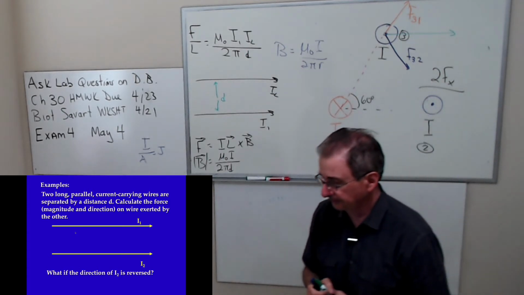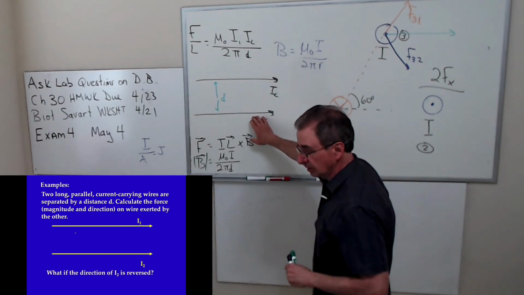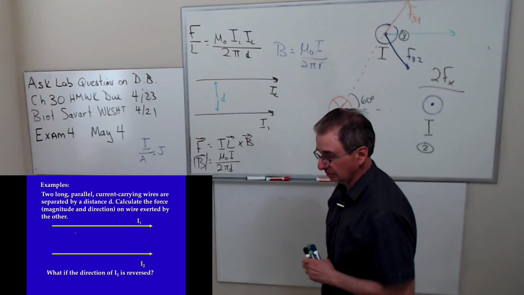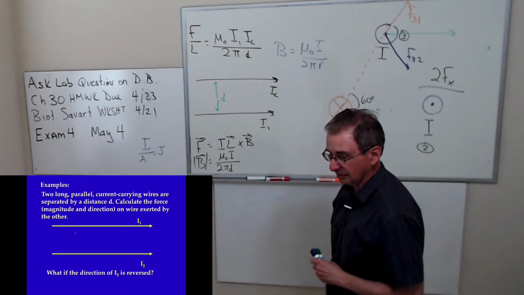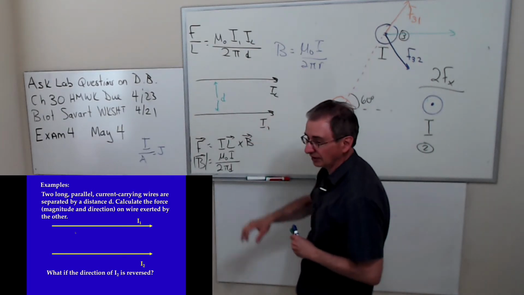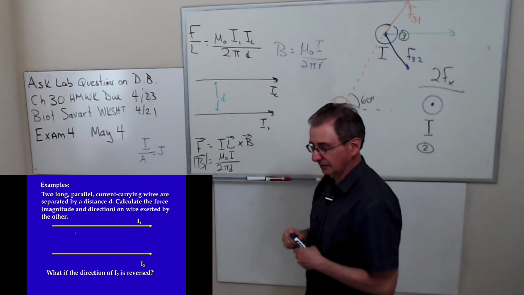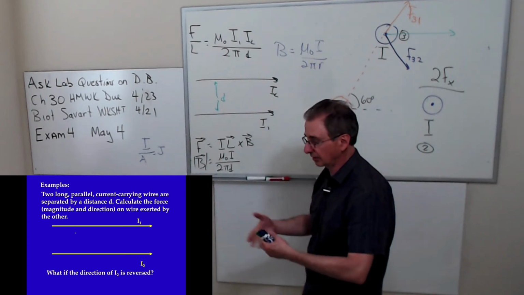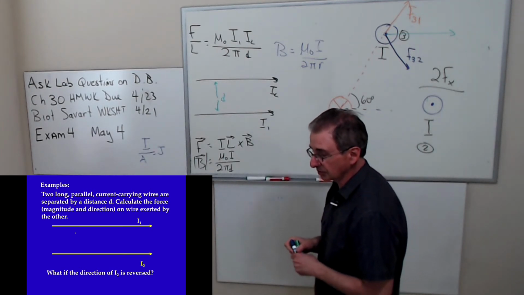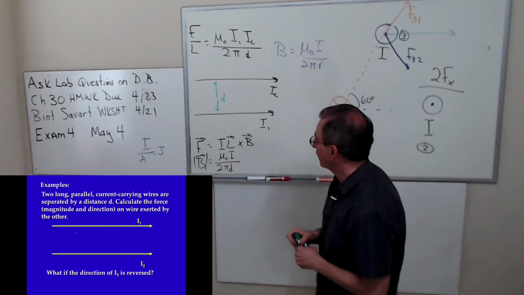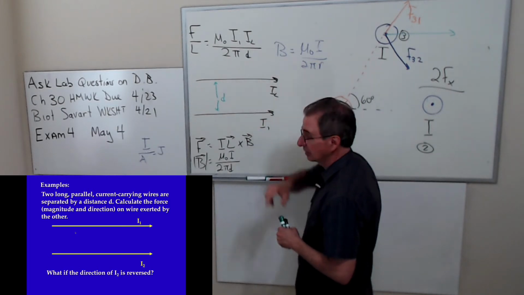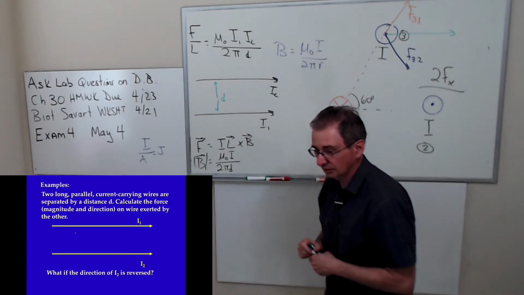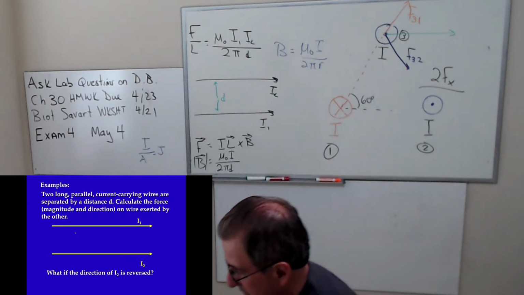All right, I want to do one more example. Actually, I want to say one more thing about this case. It is this system that's used to define the amp. You can actually use this system to define the amp. It's a device called the current balance. Because small forces can be measurable, like forces of 10 to the minus 7 newtons. You can actually use this system to define the current, the ampere.